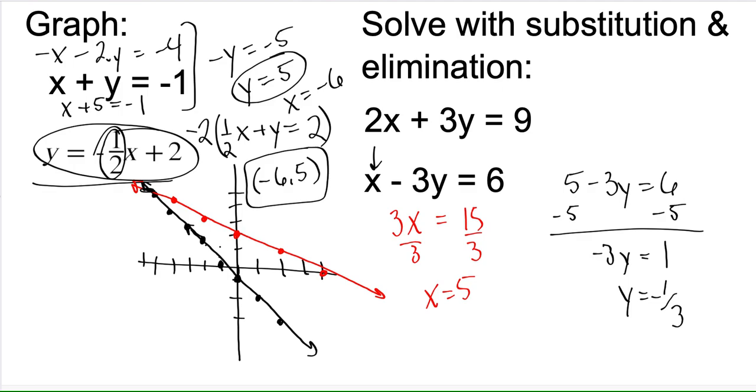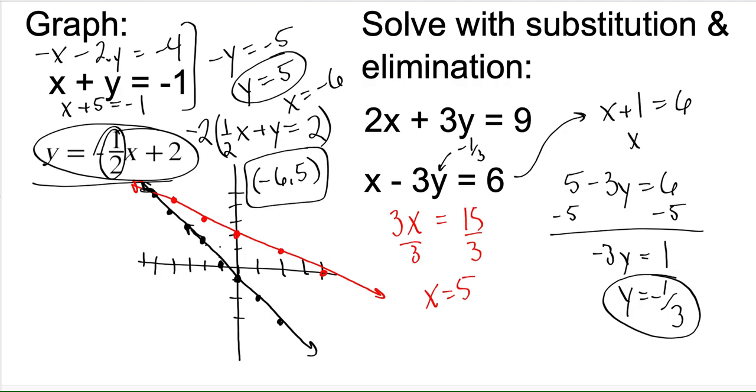Okay, so it looks like we're working with a fraction here. So let's take this and plug it back into this equation here for y and see what we get. So if I'm putting a negative 1/3 in here, that's going to cancel with that 3, so that would make it x plus 1 equals 6. Move the 1 over, x equals 5. Okay, so we get 5 comma negative 1/3.